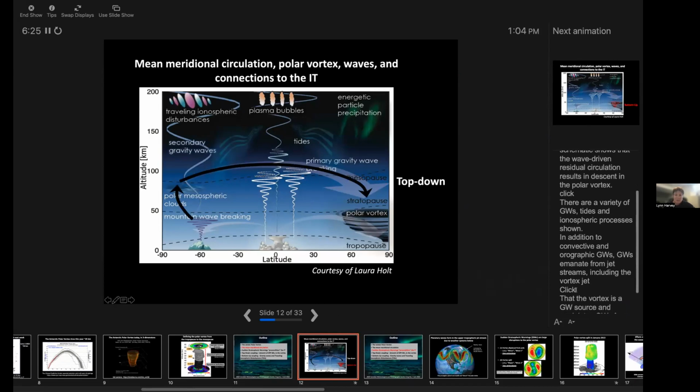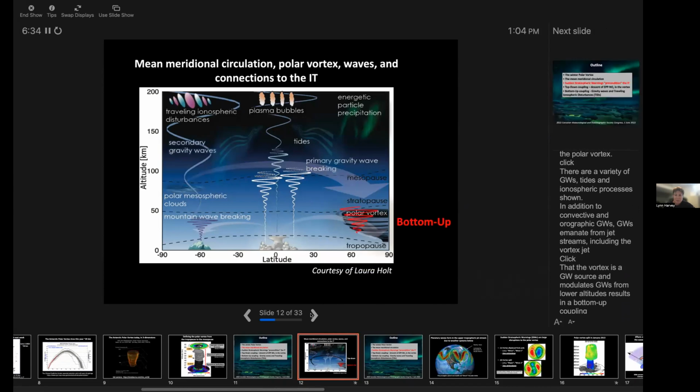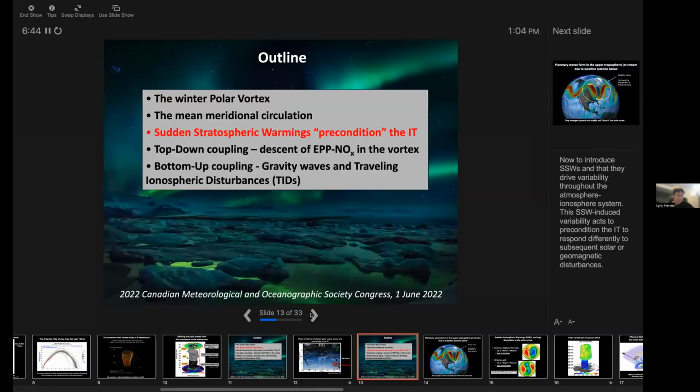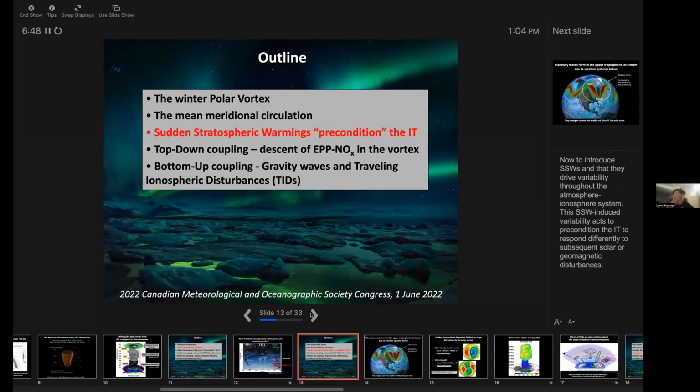In addition, convective and orographic gravity waves emanate from jet streams, including the vortex jet. That the vortex is a gravity wave source and modulates gravity waves from lower altitudes results in a bottom-up coupling. Not to introduce sudden stratospheric warmings and mention that they drive variability throughout the entire atmosphere-ionosphere system.